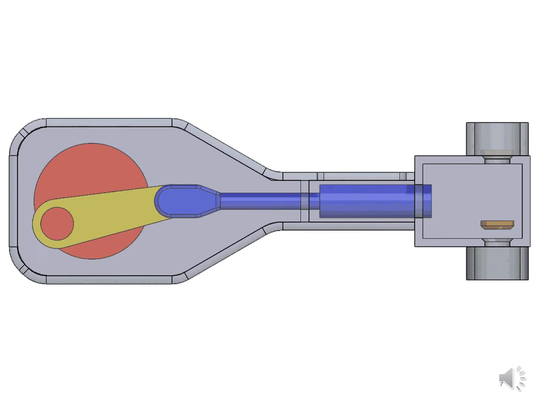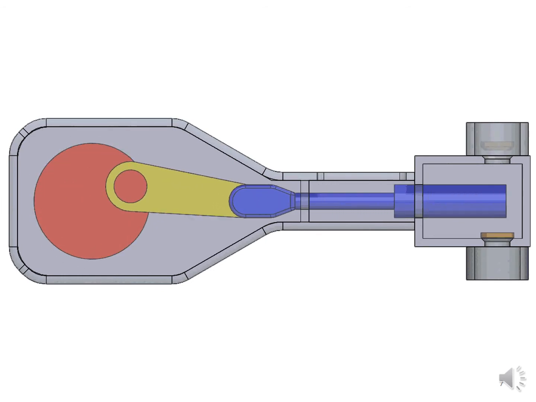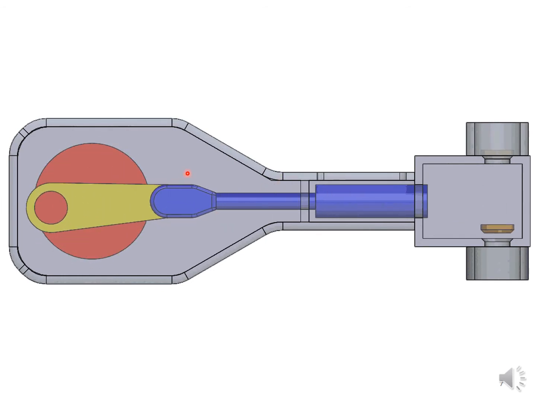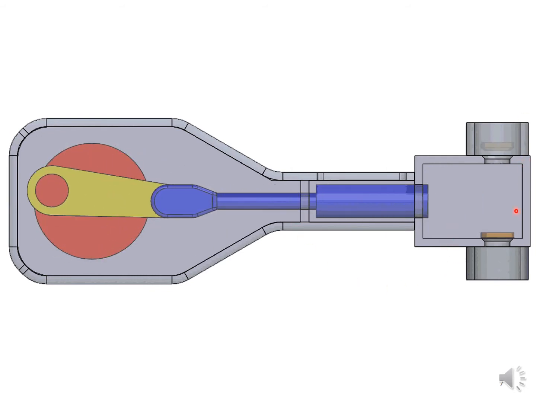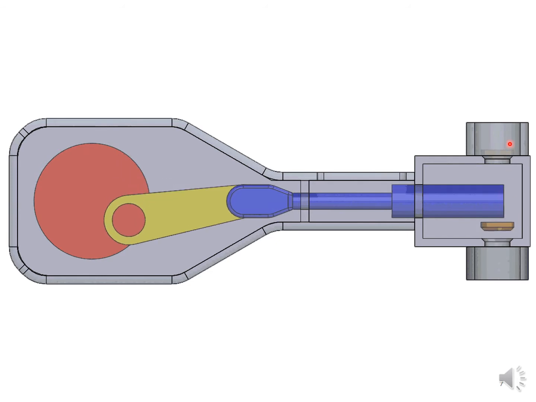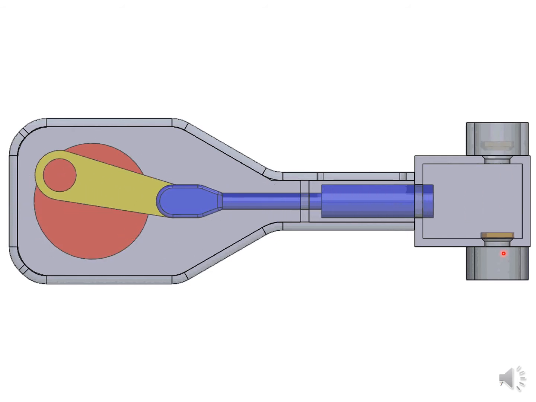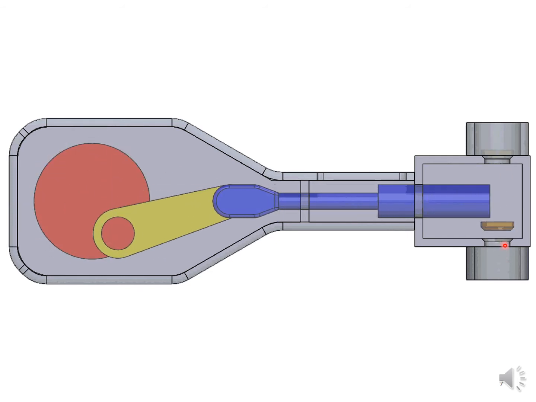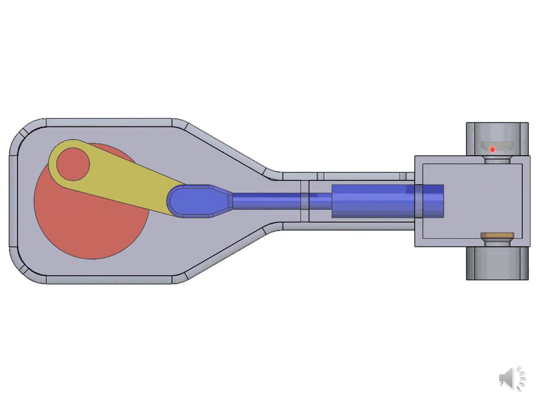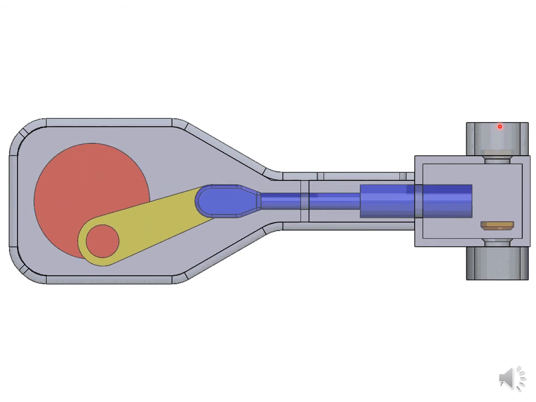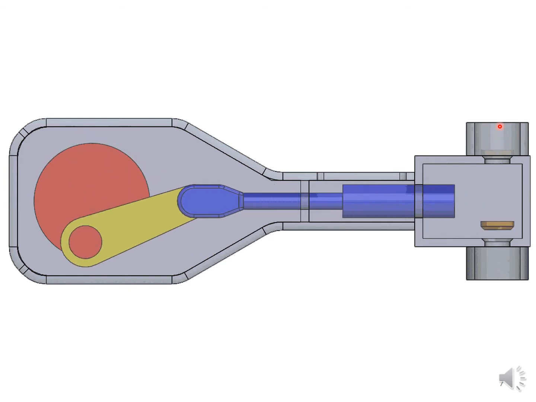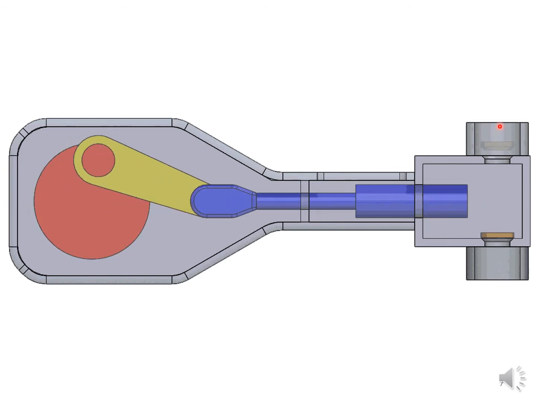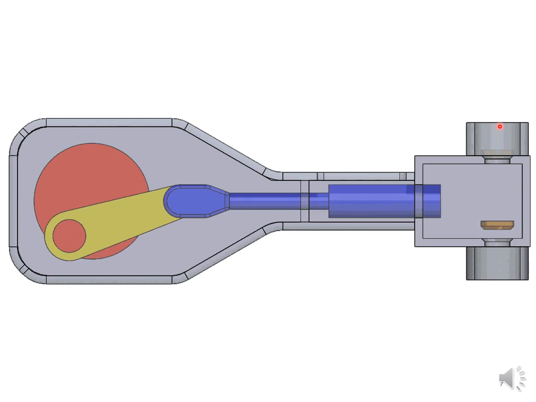Now how does it work? You see the similar working. You can see intake and exhaust. The intake valve opens when the piston goes back. The exhaust valve opens when the piston comes back. This is how it works, similar to an IC engine.